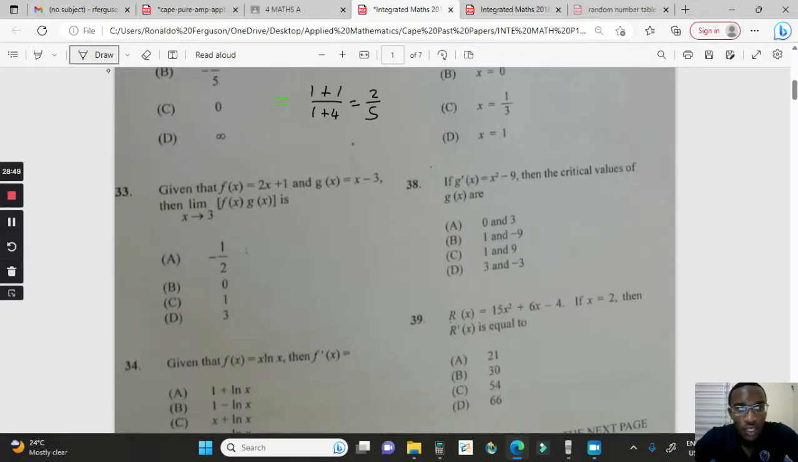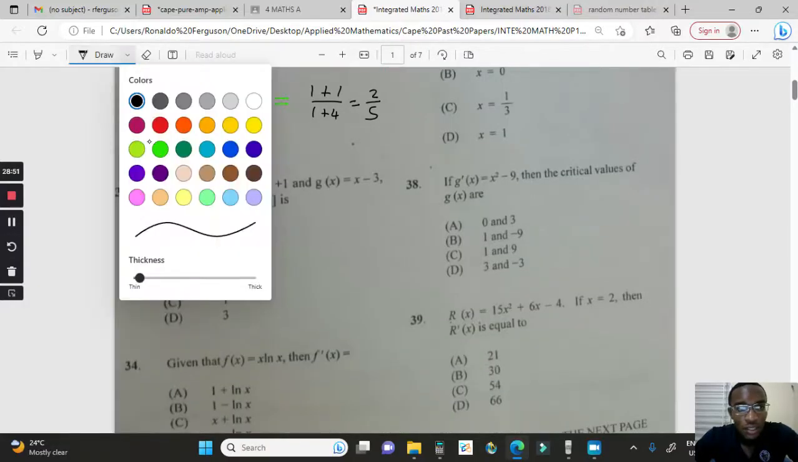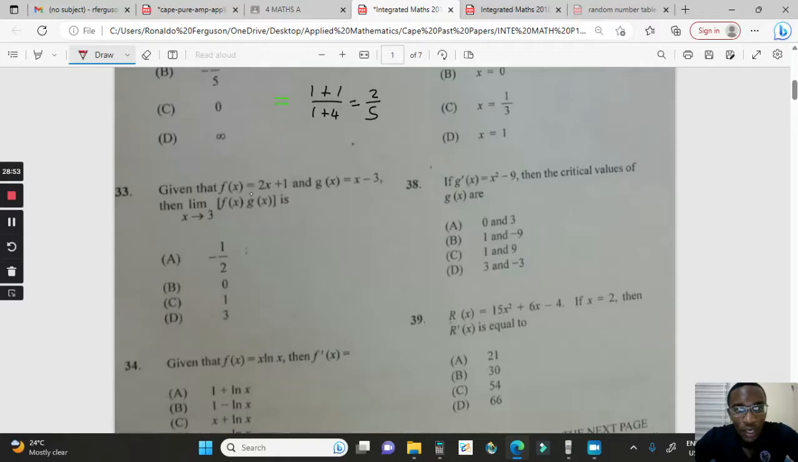Question 33. This is a repeat one again, but I don't remember the answer. Plug in 3, that's 2 times 3 plus 1, which is 7. Plug in 3 in the other one would be 3 minus 3, which is 0. They will multiply the limit values. 7 times 0 would be 0. So B is the answer.